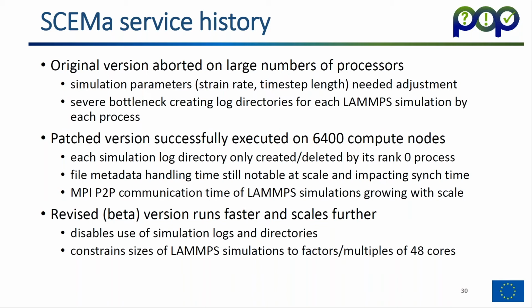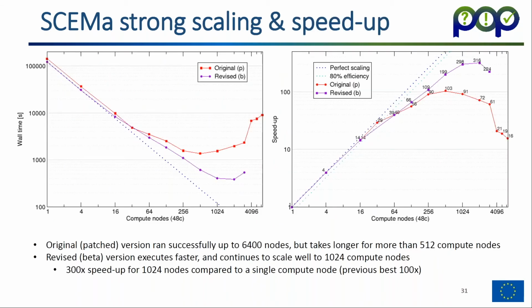Likewise, we were able to identify that the communication scaling was an aspect that needed to improve, and by mapping the simulations to compute nodes in a more efficient fashion, where we avoided splitting simulations across compute nodes if we could avoid it. Those are both significant factors in the final version, or the current version, the beta version here, which allows us to scale up and run much faster.